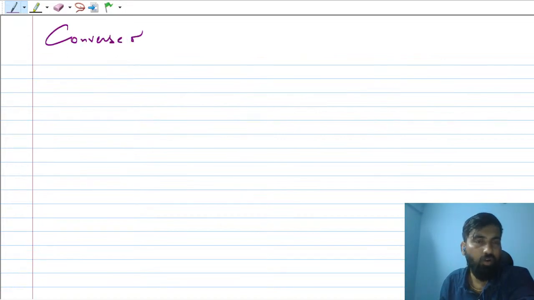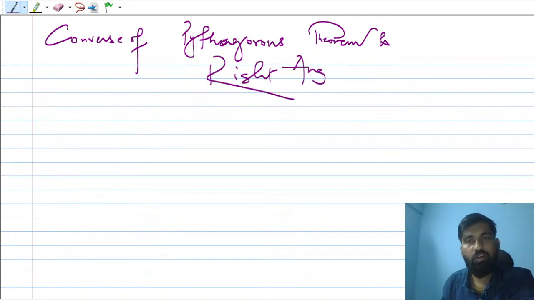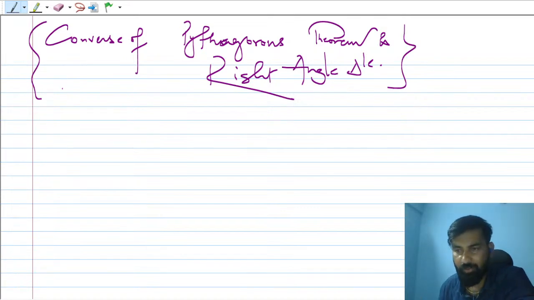Converse of Pythagoras theorem is right angle triangle. These are very basic things which one must know, right? But during our college days we forget everything.